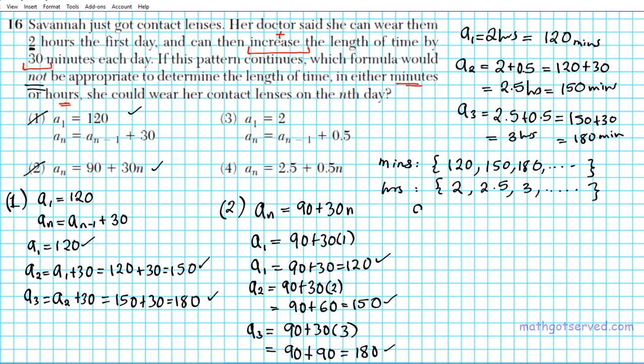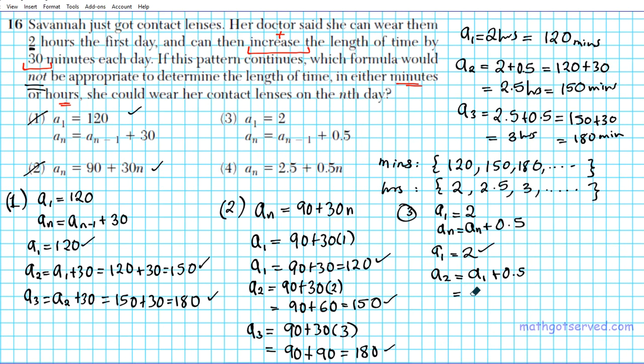All right, option 3. Option 3, we have a recursive definition again. A1 is equal to 2. Now we're looking at hours, and the next term is defined by the previous term plus 0.5. Do you think this is going to work? Absolutely, because that is exactly what this sequence is, right? Well, let's look at it. So A1 is 2. That's the first term for the hours sequence. Check.